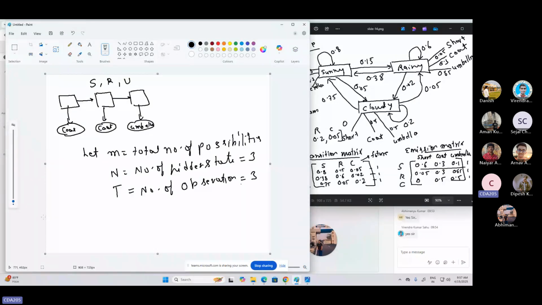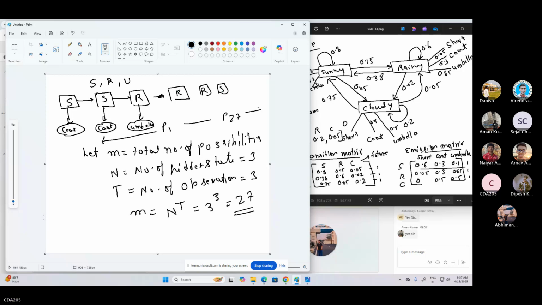So total M is equal to N to the power T, is equal to 3 to the power 3, is equal to 27. Okay, 27 states will be there. Means what? It may be sunny, rainy. Another condition, it may be rainy, sunny, cloudy. Like this, we have P1 to P27 possibilities.